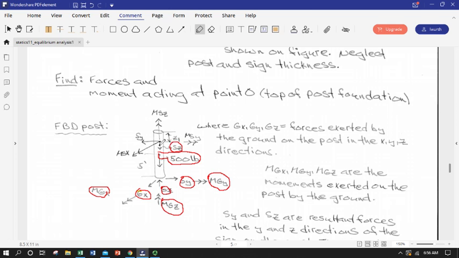And notice they're going the other way. So we had the forces of the pole on the sign going in the positive direction. Now they're going in the negative because of Newton's third law. And same goes for the moments. They're reactions. So we have 3 of them. So they should all be going in the opposite direction that they did on the FBD of the sign. If they're not drawn that way, that's an error.